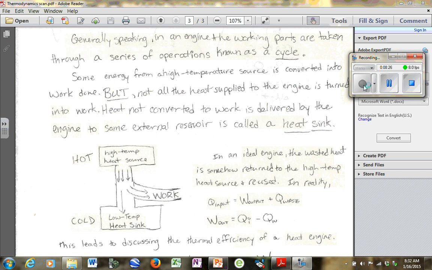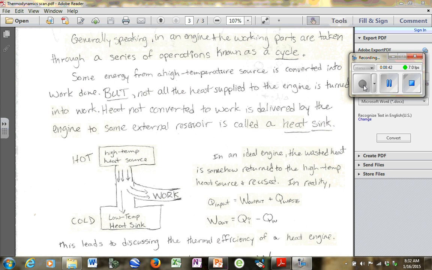The hot part could be inside the boiler. It could be inside the engine. It could be whatever, as long as you're adding heat to it. And then we see that only some of it's going to be turned into work, and then the rest of it gets lost, whether it's to the engine parts or out the exhaust pipe, whatever the case may be.